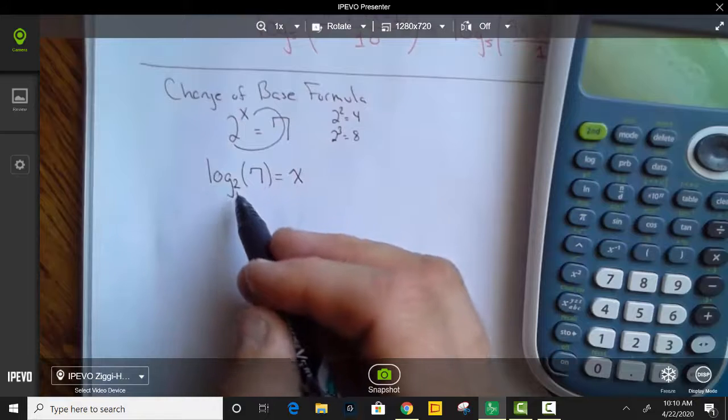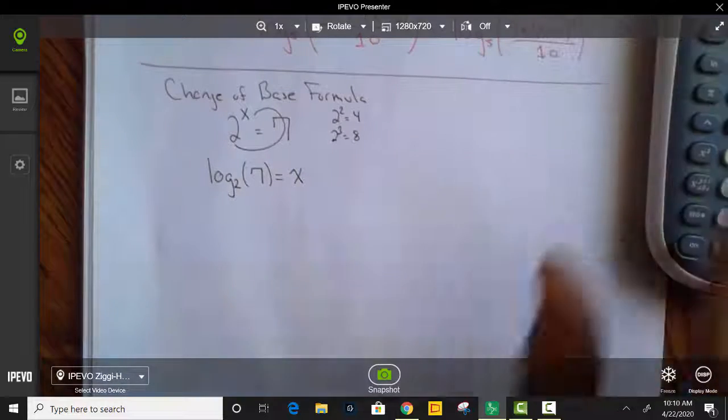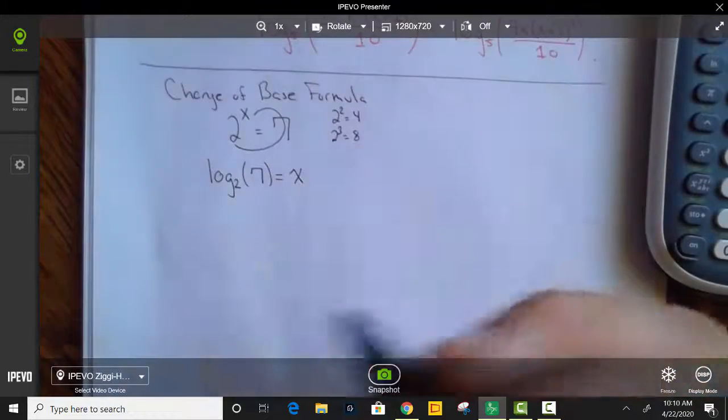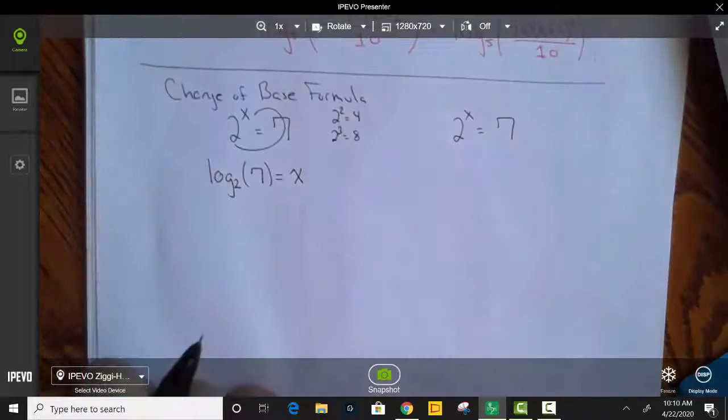This is a logarithm with a base of 2. And we don't have a calculator command that allows us to type in a logarithm with any base. Some calculators have the ability, but most calculators do not. But what if I came over here and did this problem a little bit differently?